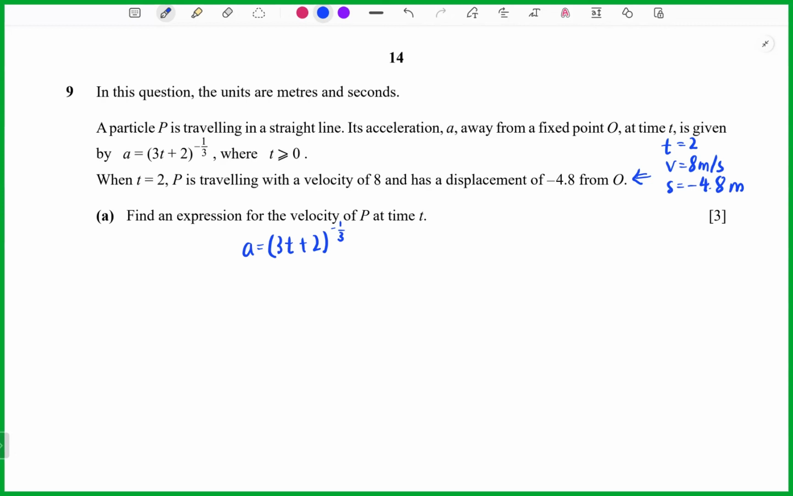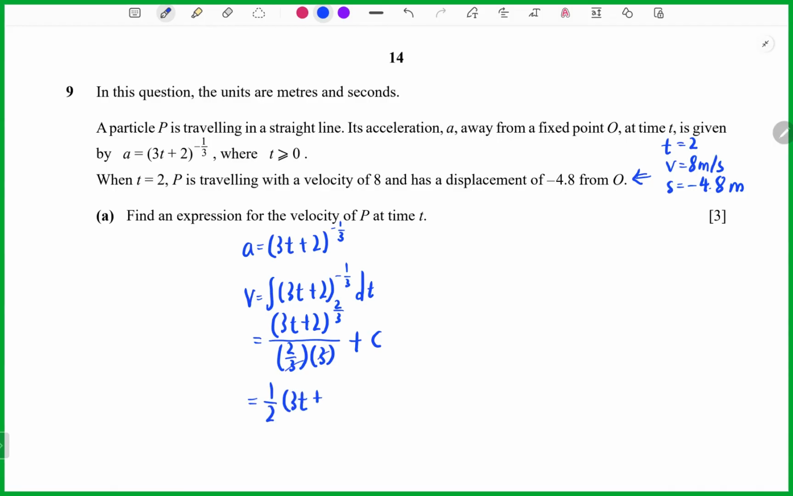So, how do you solve it? We need to integrate. Integrate (3t + 2) to the power of negative 1/3 dt. So we get (3t + 2) to the power of 2/3, and you will get 2/3 here, divided by 3, plus C. Now I can simplify it to 1/2 (3t + 2)^(2/3), plus C.